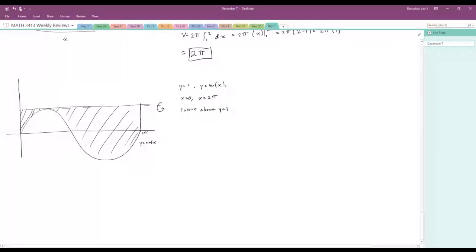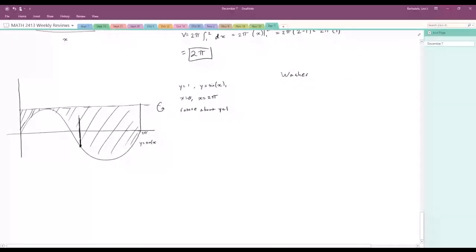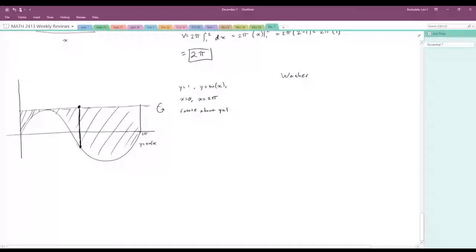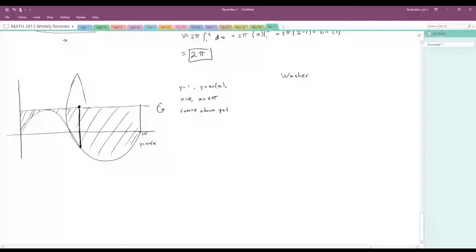So I'll go ahead and give everyone a hint. We want to be using the washer method. Our washer is going to look kind of like this. We're going to take this as a single radius, this distance from here to here. And then when we rotate that around, our washer is going to look kind of like this. So you can think of this as just being a single disc right there.